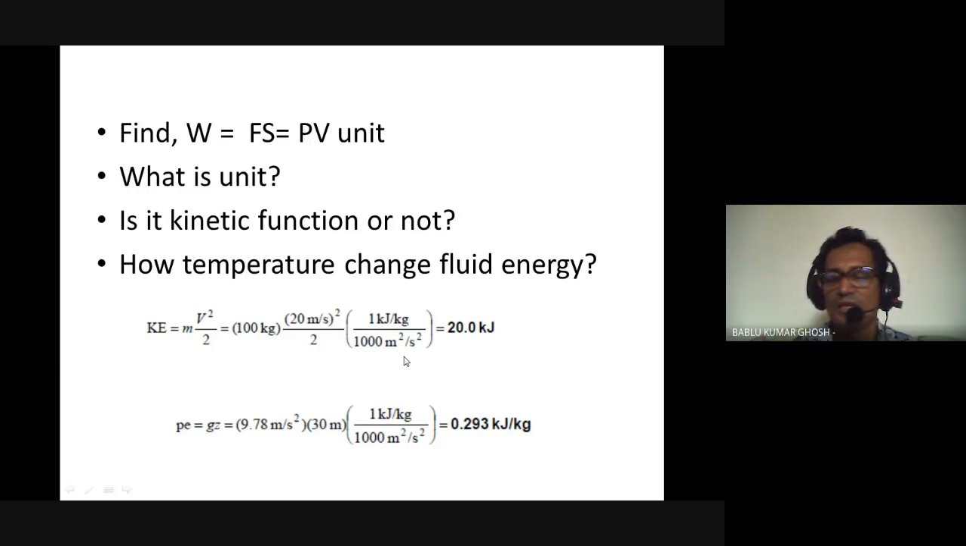So we can represent kinetic energy as a total energy and potential energy as an energy density in such a way. And why energy density, I will tell you later, because mass actually is not in static form, it is in dynamic form in a fluid system. That is called mass flow.